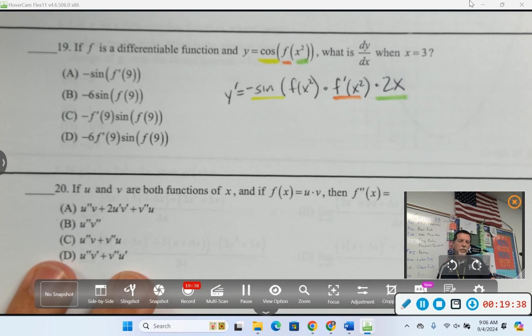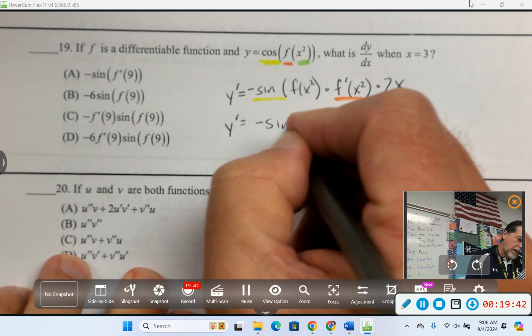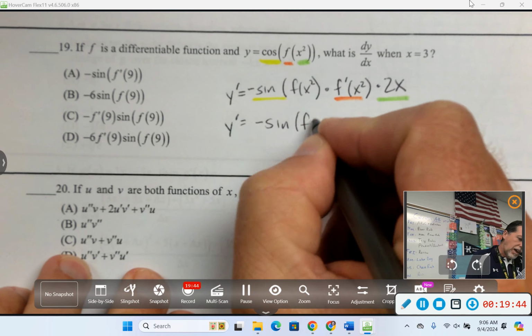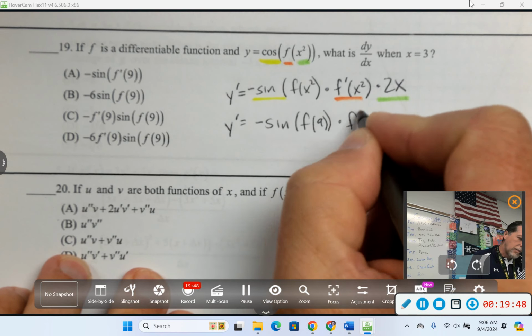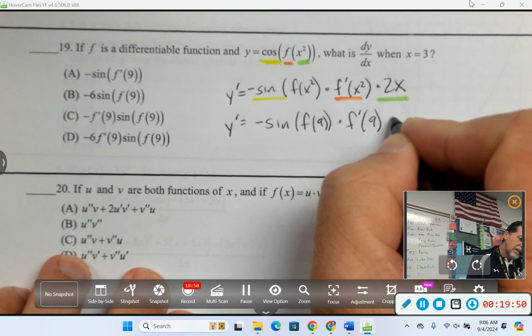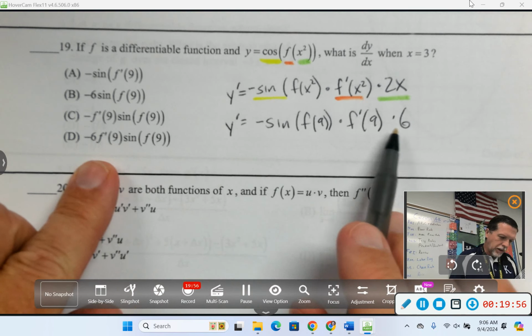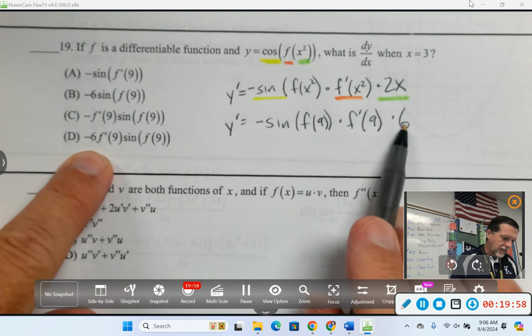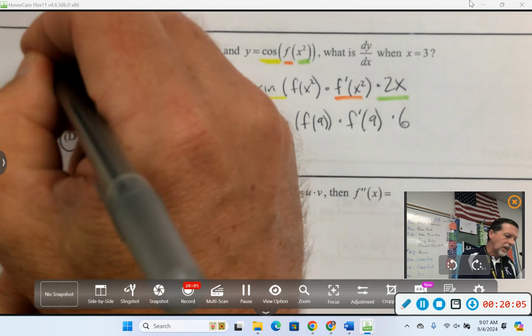And then it wants me to plug in 3. So y prime equals negative sine of f of 9 times f prime of 9 times 6. Okay, well, in a different order, that would be negative 6 f prime of 9 sine of f of 9. I think that would be answer D.